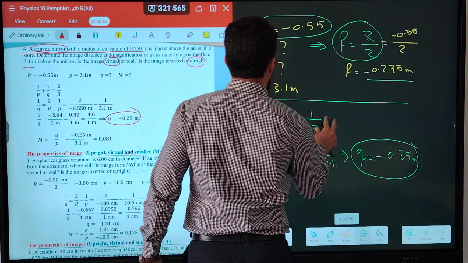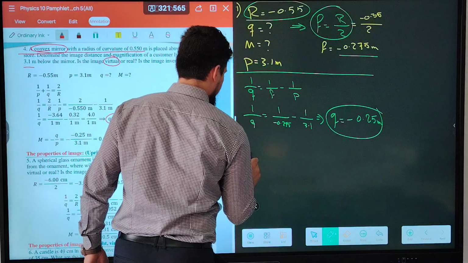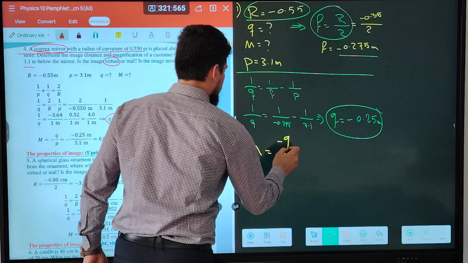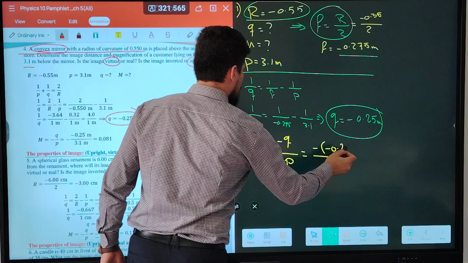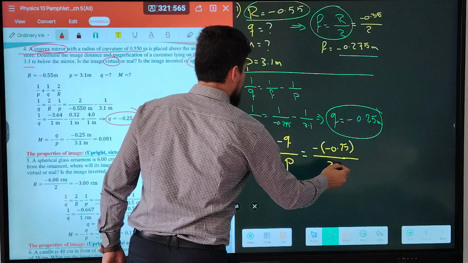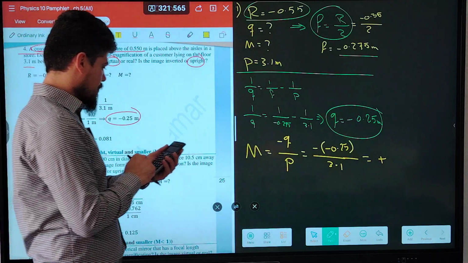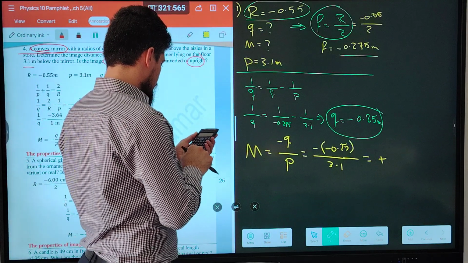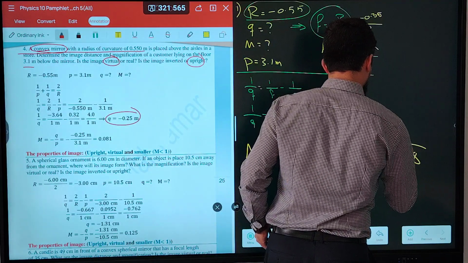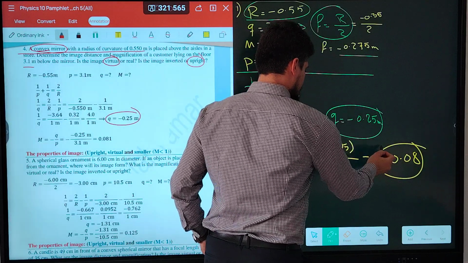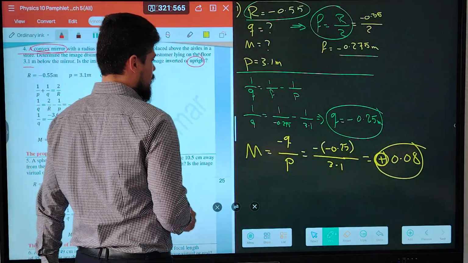Now let's find M, magnification. The magnification M is equal to negative Q over P. Negative of Q divided by 3.1 is equal to positive 0.08. The image is upright because the sign of M is positive and smaller. This is question 4, very good question.